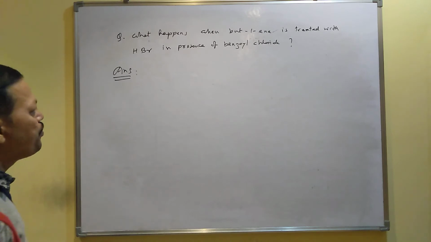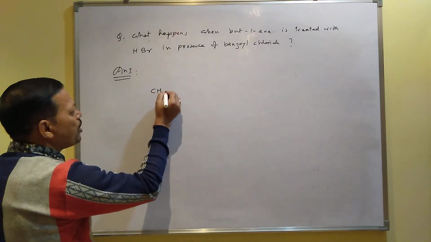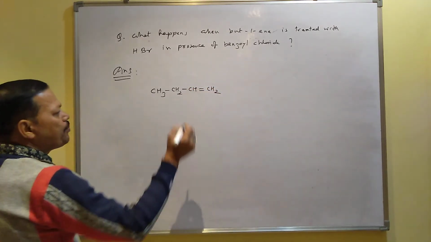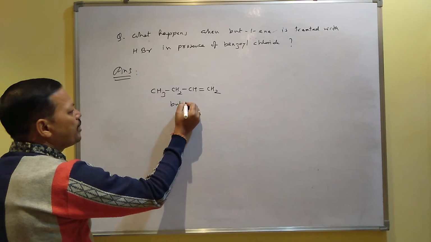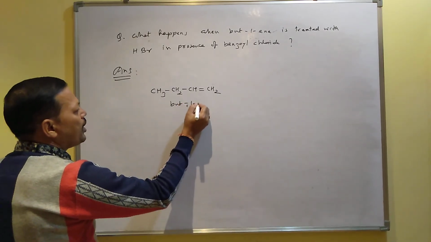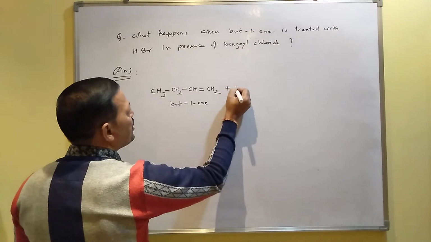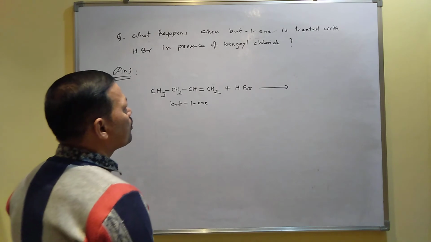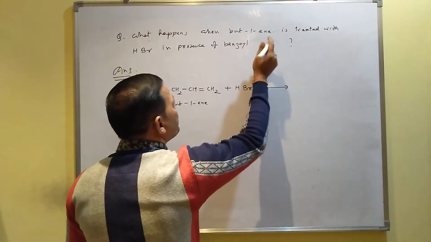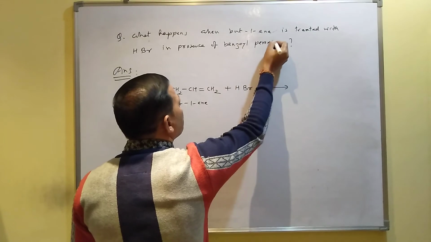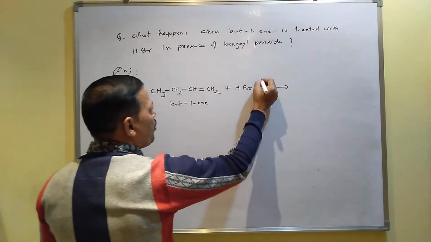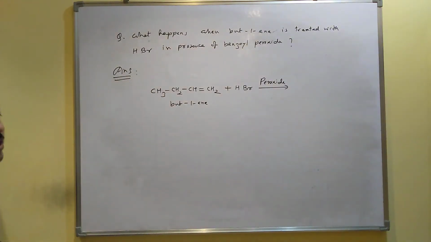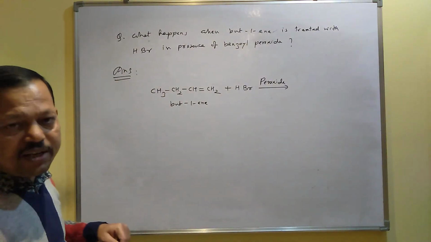Here the question asks butene-1. Butene-1 means it should be like this. Double bond should be present with number 1 carbon. When butene-1 is treated with HBr in presence of benzoyl peroxide. Sorry, this is peroxide, not chloride. This is called benzoyl peroxide. In presence of peroxide, then what happens? I mean, what product it will produce, that you have to find out.